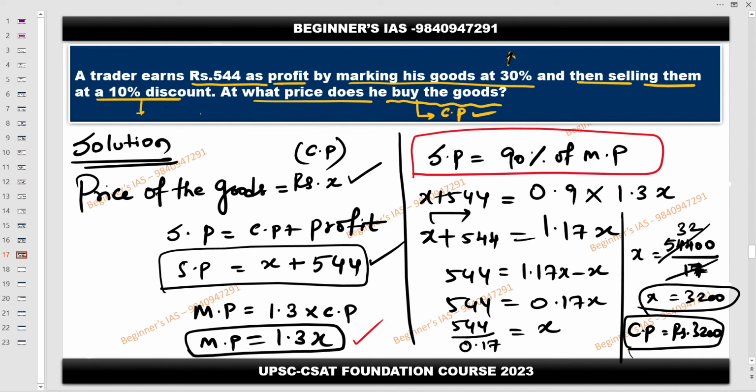Then the remaining thing is the calculation only. I am bringing this x towards the RHS. 1.17 minus 1 full x is nothing but 0.17. If it is in the product, it will come in the denominator. Then easily you can calculate the CP by using simple calculations. Understood? Ismail?